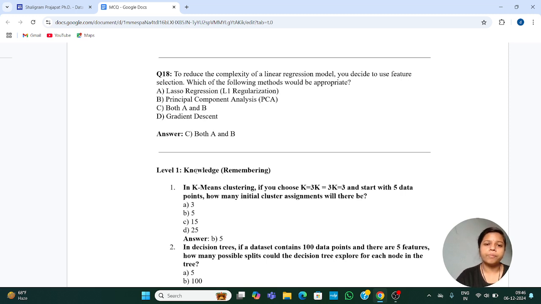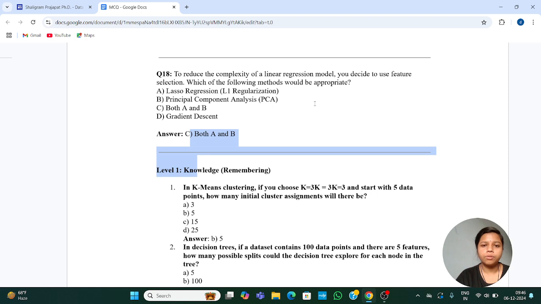Next question: to reduce the complexity of a linear regression model, you decide to use feature selection. Which of the following methods would be appropriate? The answer is both A and B. A is L1 regularization, and B is principal component analysis, PCA.